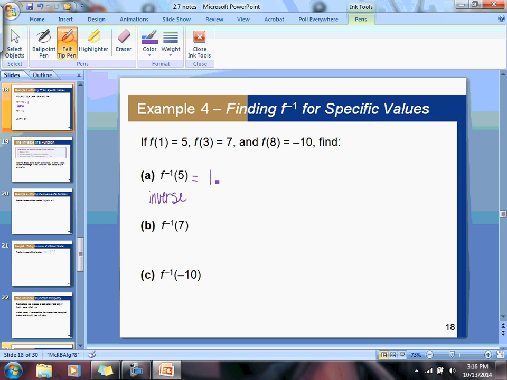So find f to the -1 of 7. I would be using this function here. I'd be putting 7 into the function and working backwards. So that would give me a value of 3. Part C, find f to the -1 of -10. That means I'd be working with this function here where I'd start at -10 and work backwards to give me a value of 8. So again, this example just reinforces that if one function goes from one input to an output value, then the inverse of it will take you from the output back to the original input.